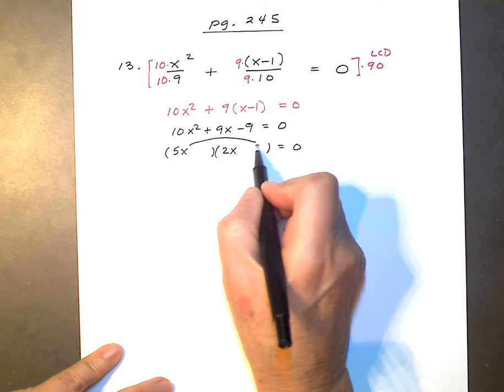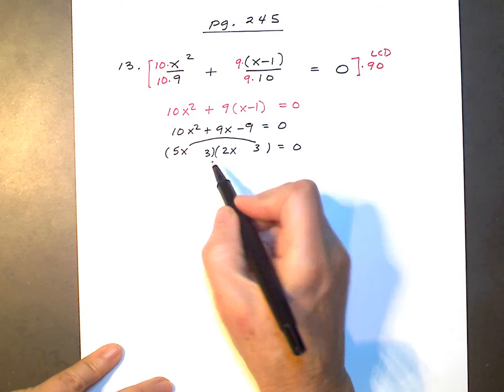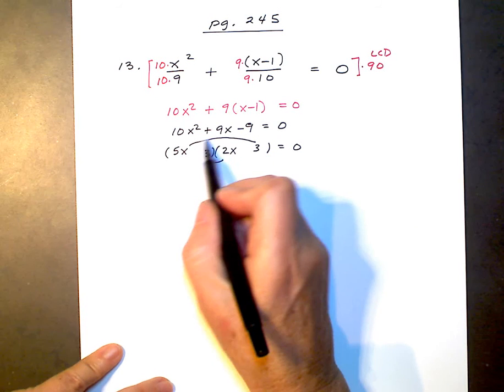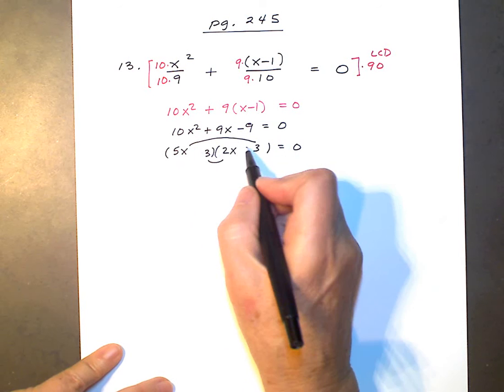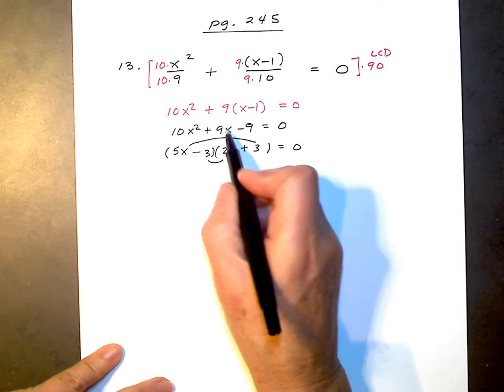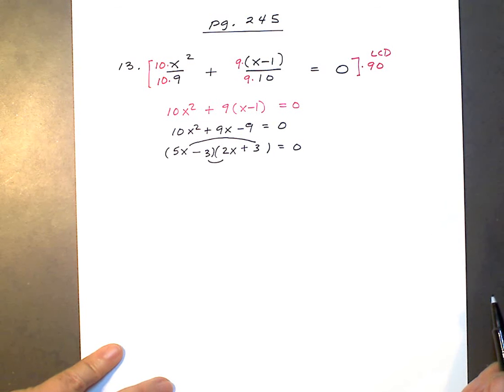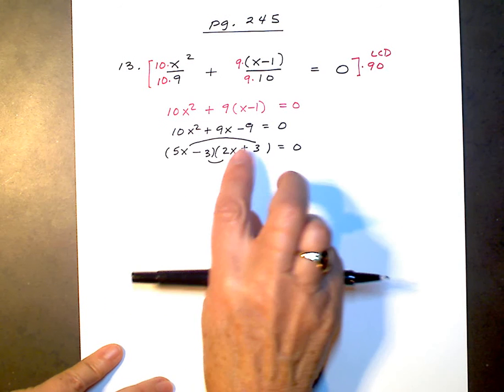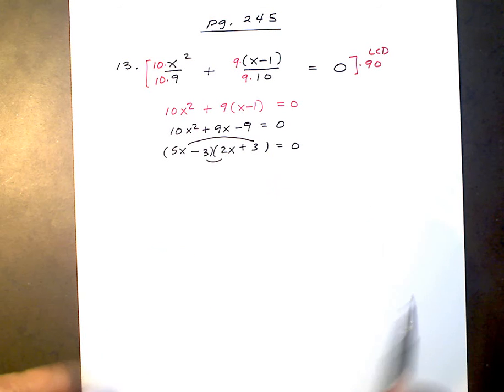if I put a 3 here and a 3 here, this is a 15x, and I'll make that positive, and then this would be a negative 6x, and combining those I get a positive 9x in the middle, and I get my negative 9 as the product here. So when you FOIL that all back, that works.